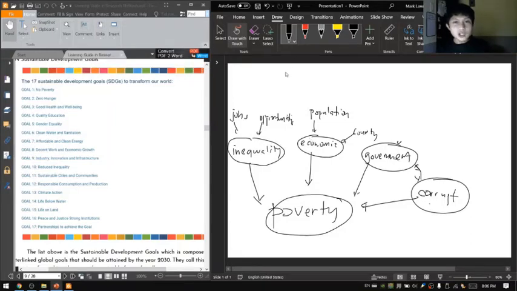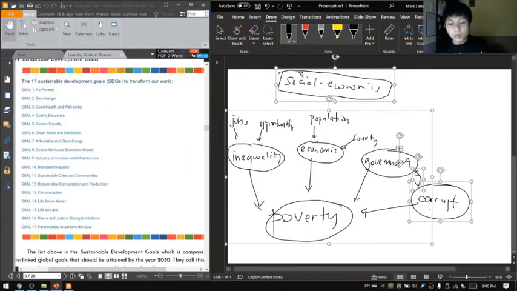Poverty is not an engineering problem because this is socio-economic. I don't know, maybe you can find an engineering problem in addressing poverty, but I really doubt it, because I don't really see it that way. But if you can, then good for you. Okay, so that's goal number 1.